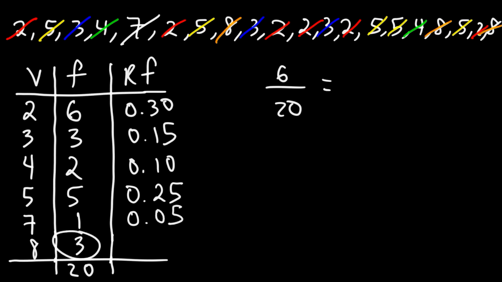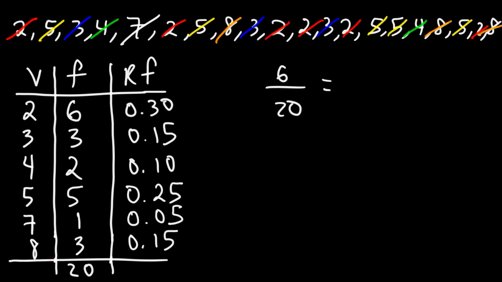And here we have a 3 again. So we know 3 divided by 20 is 0.15. So that's how we can obtain the relative frequency for each of the values here. So the relative frequency for, let's say, a value of 4 would be 0.10. The relative frequency for, let's say, 8 is 0.15.